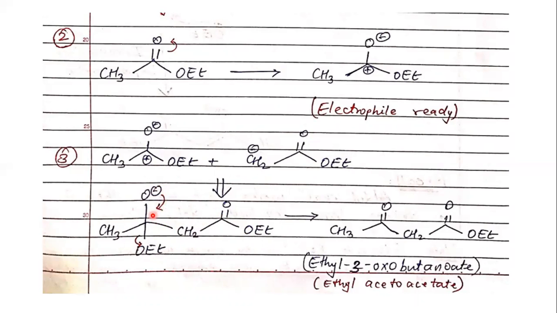Negative charge is going to come back to its original position to form the C double bond O. And if that is going to form, one bond has to break. Here the O-ethyl bond is going to break, giving you this kind of product. Now, this product, as you can see, has two keto groups and it is also an ester.